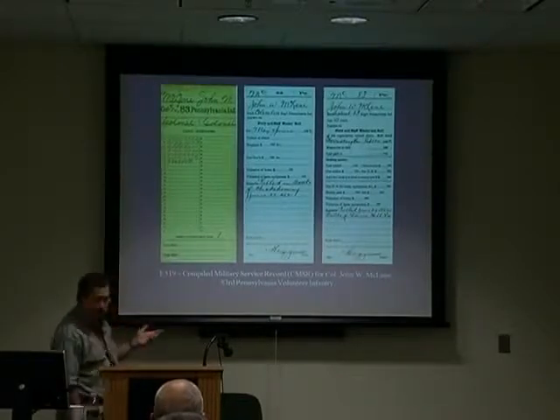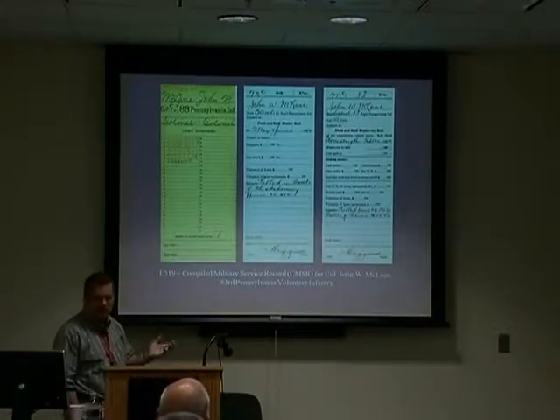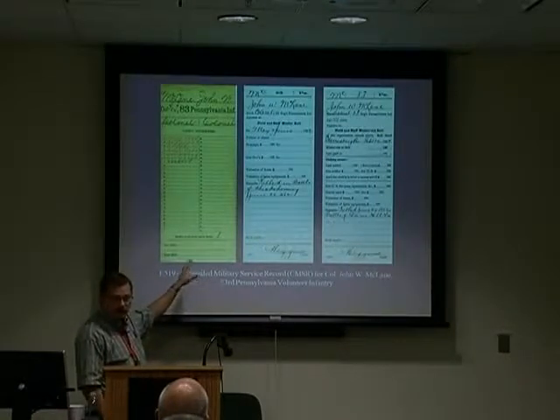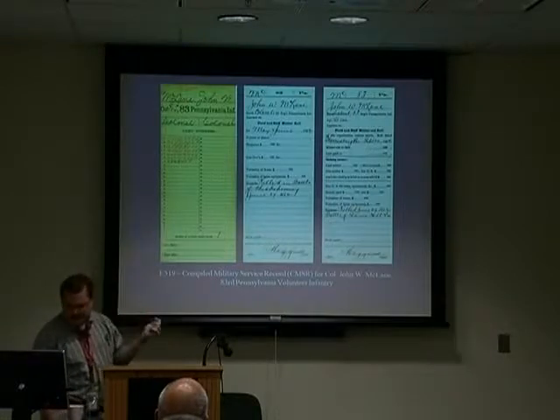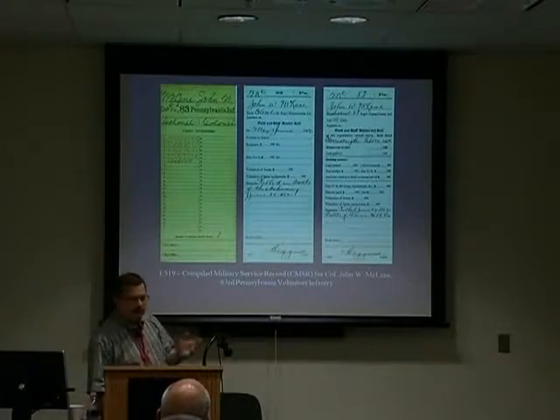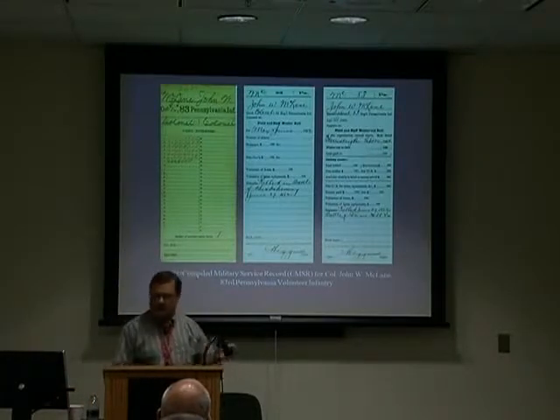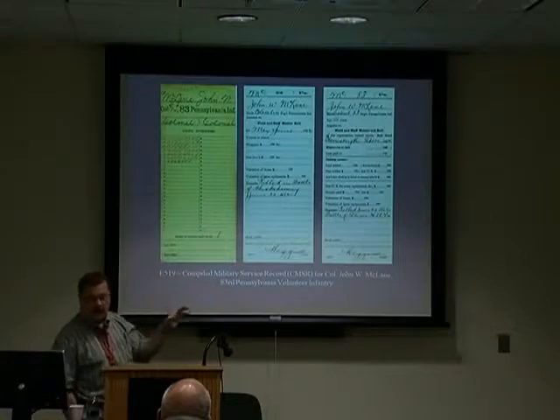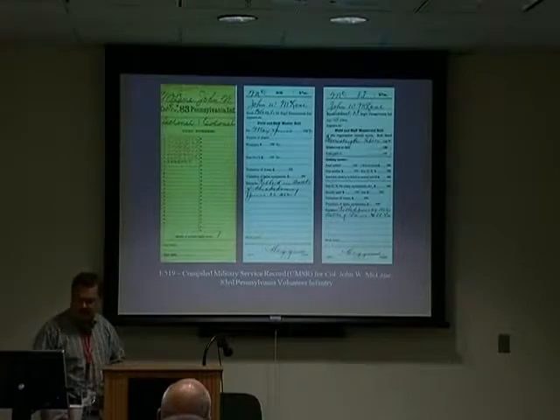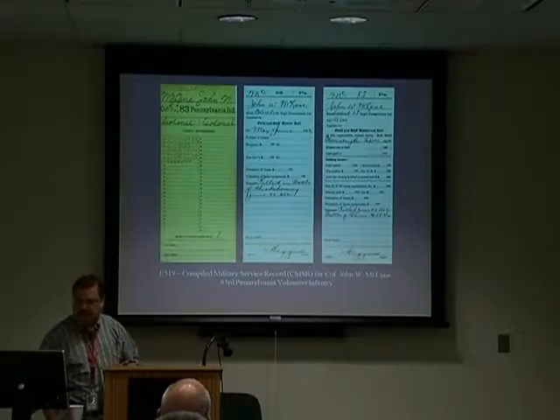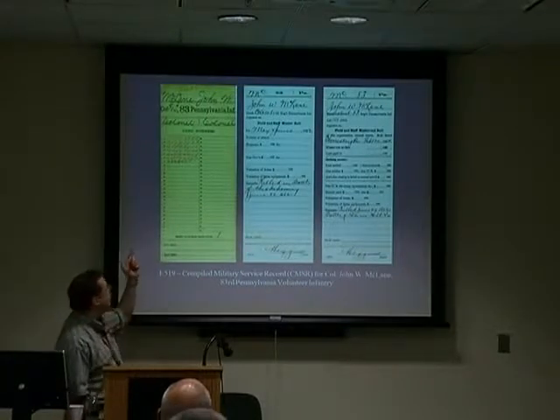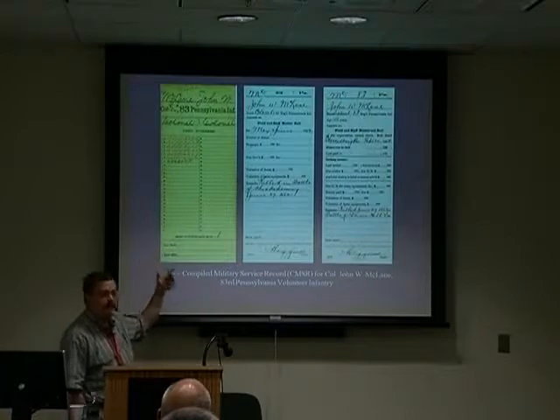This is a typical example of what a compiled service record looked like, just in case you haven't seen one before. The first image here is the jacket that the records are kept in. The basic information that the jacket will always show you is the soldier's name at the top. It will give his unit and his company designation, and it will show the rank he held when he went into service and the rank he held when he came out of service. So in this case, this is the service record for John W. McLean, who was the colonel of the 83rd Pennsylvania. That's why the company up here is designated as FNS, which stands for Field and Staff.